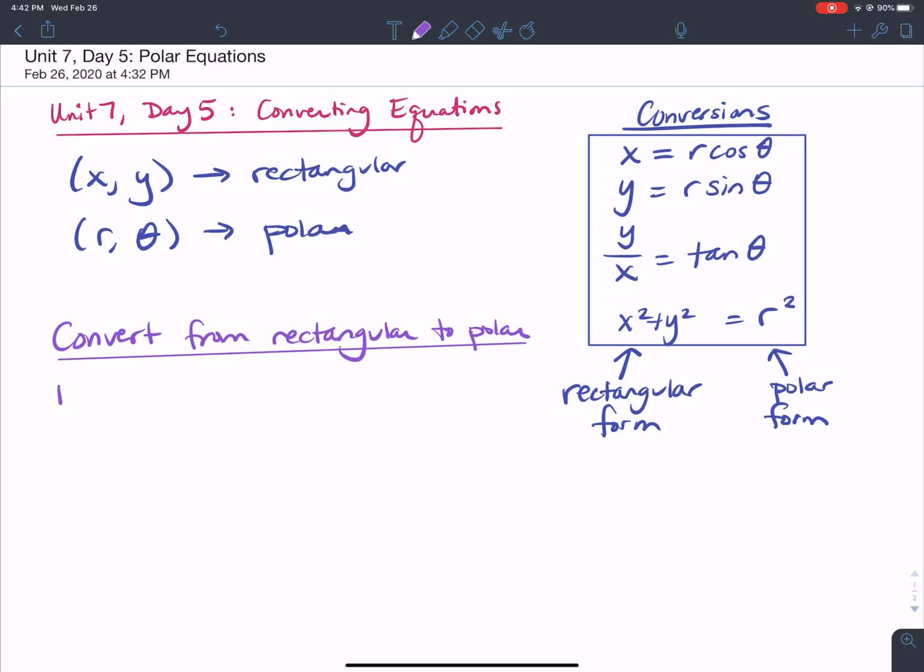So let's start with this example. It says y equals 5x. I hope that you look at that equation and say, oh, that would be a diagonal line. It has a y-intercept of 0 and a slope of 5. So you should look at that and know what it looks like. Now in polar form, it's going to look a little weird to you. So let me show you how you convert it to polar form.